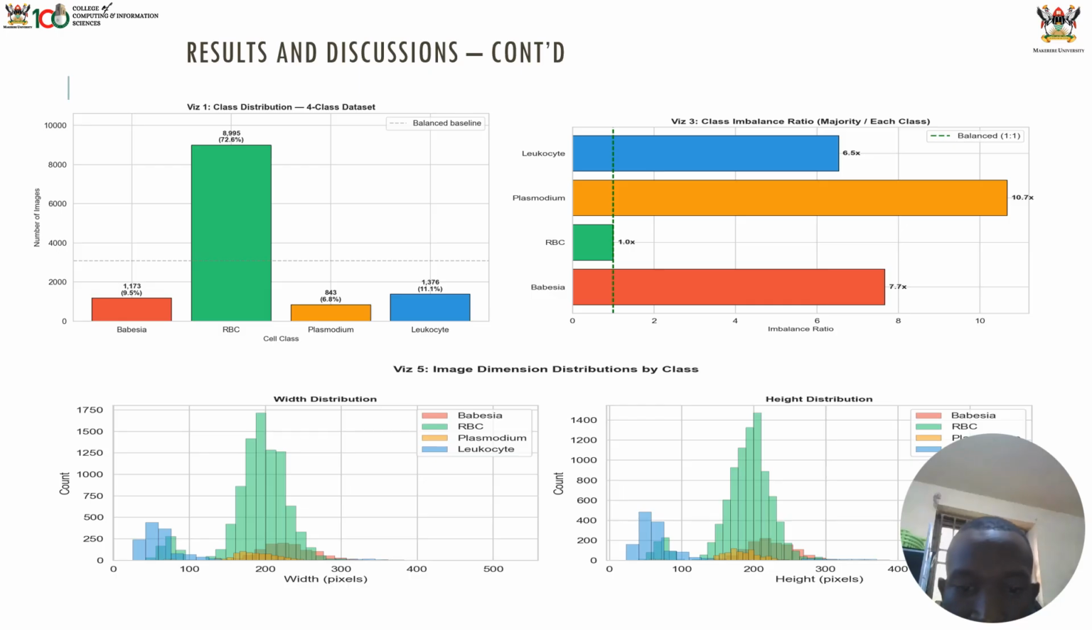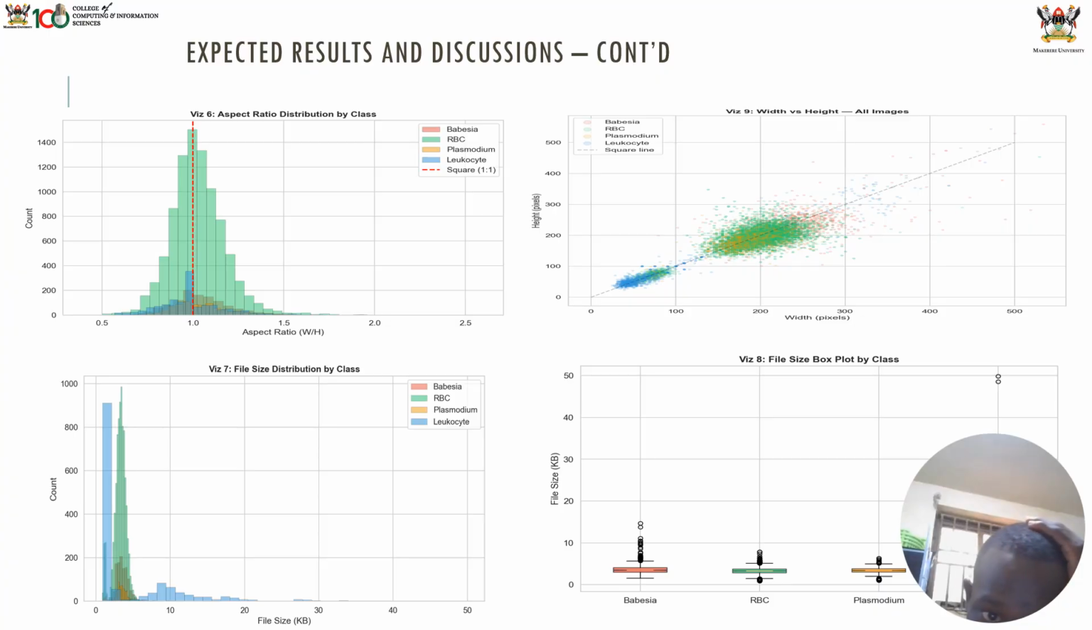We looked at the pixels, the one that has the high pixels, the one that has the low pixels, the width, and then the height. Then we have our aspect ratio distribution by class. We looked at each class, and then we saw the pixel ratio for each particular class. Then we also looked at the file size by class.